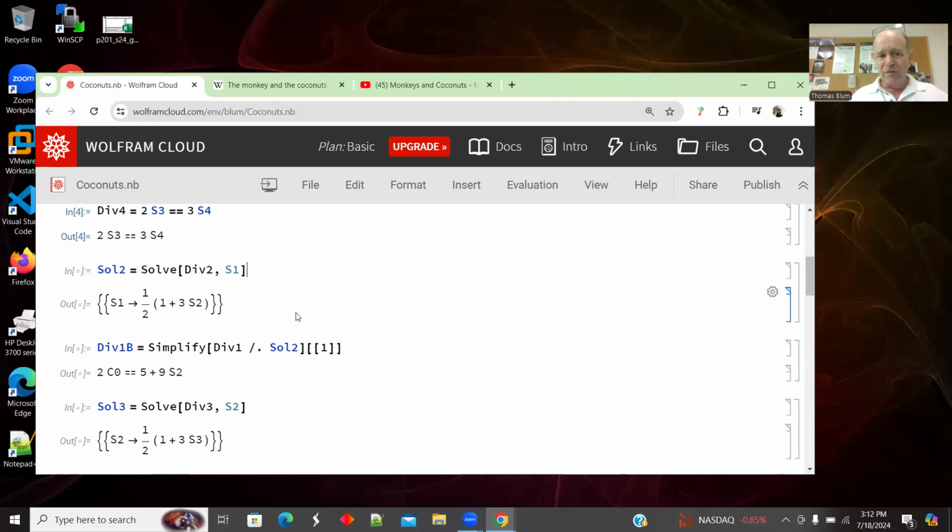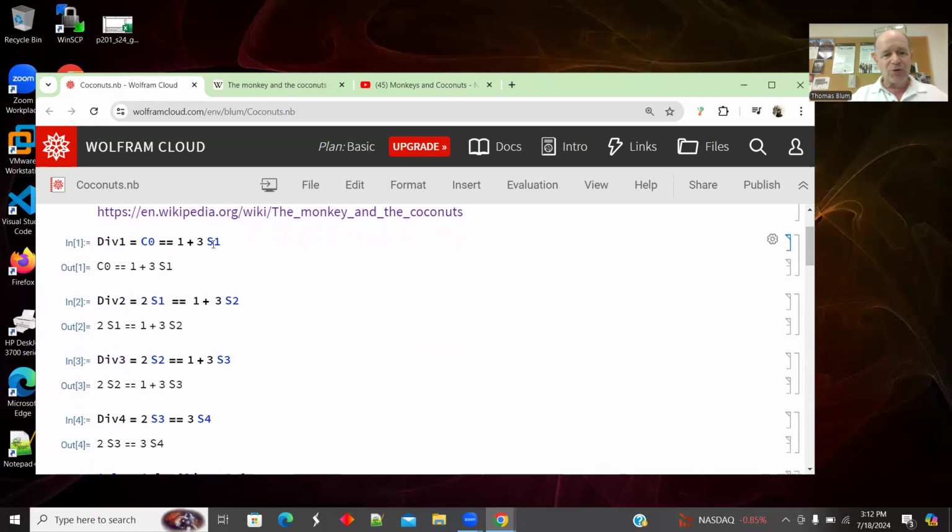Okay, so I'm going to solve the second, third, and fourth division. Again, the divisions are just the names of my equations. I'm going to solve the second division for S1. So I'm going to eliminate the variable S1 down here and then substitute it in here. Then that first equation will now have C0 and S2. Then I'm going to solve the third division for S2 and substitute it in.